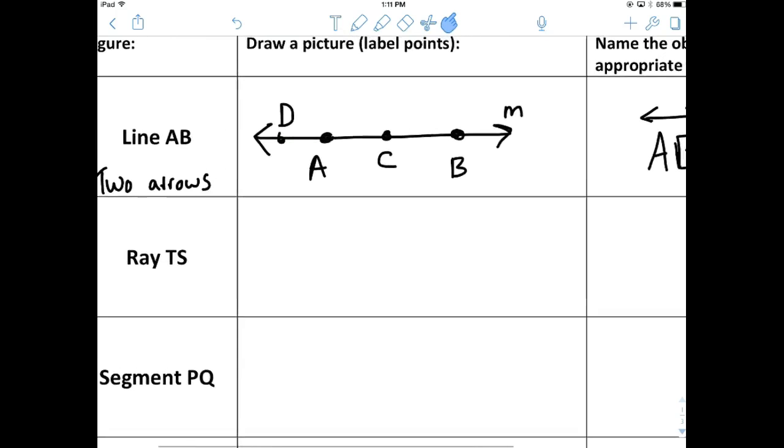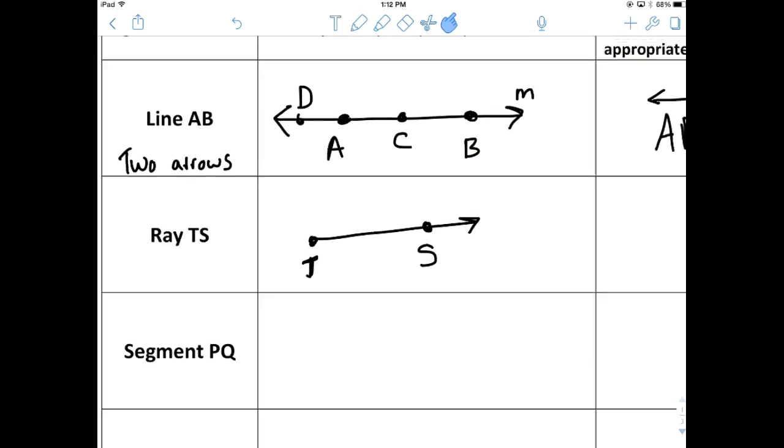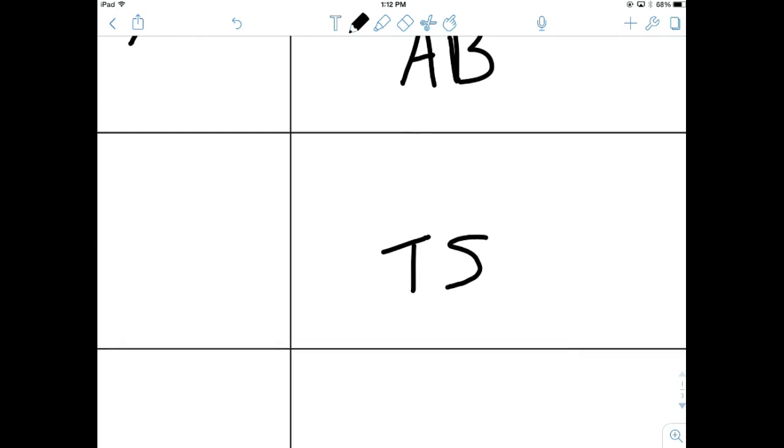Okay, moving down, we've got ray TS. So a ray is very specific. The first letter tells you where it starts. Sometimes we call that an endpoint. You can think of it as a start or an end. And the other letter tells you where it goes through and continues on forever. And this really only has one way you can name it. It's ray TS, and the specific location of those letters is important. And the symbol that matches is TS, with the symbol above it matching the picture, ray TS above.